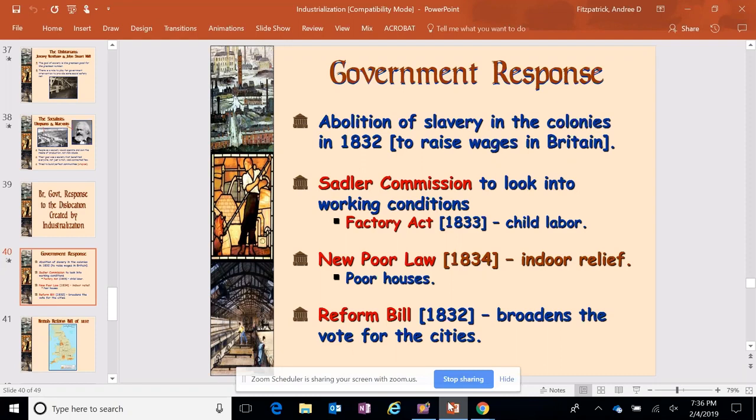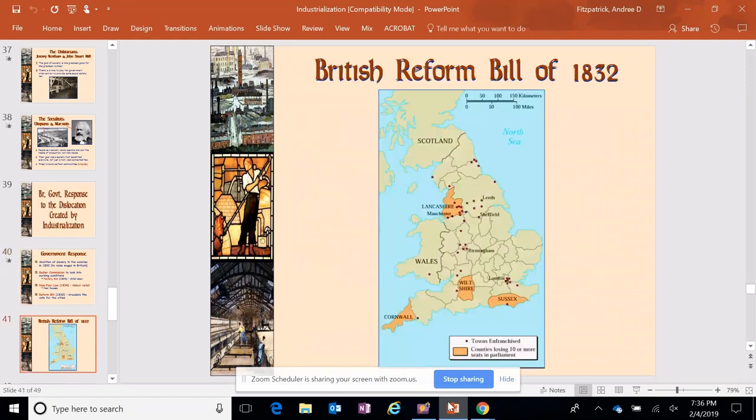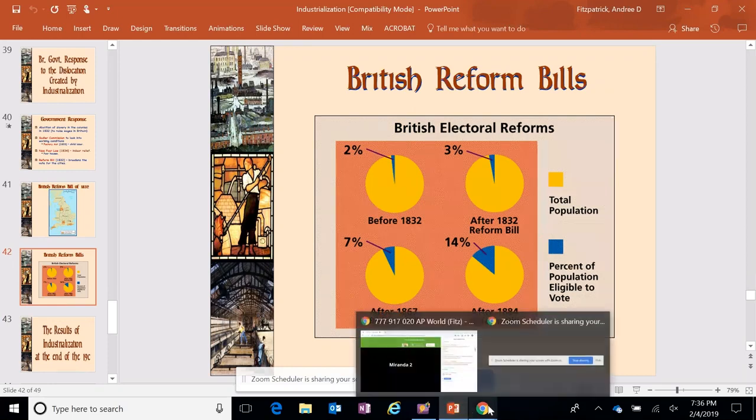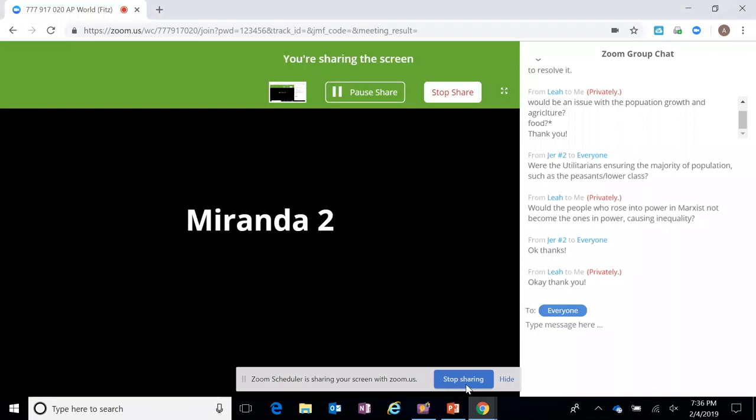So there was a series of reform bills passed to try to increase the political participation of the industrial cities. You can see some of the cities that were enfranchised on this map. And ultimately, reform is slow. The initial bill really only increased the electorate a tiny amount because they still had to be property owners. But little by little, the percentage of the population eligible to vote in Britain gets marginally larger, just so you can get a sense of how slow change is.